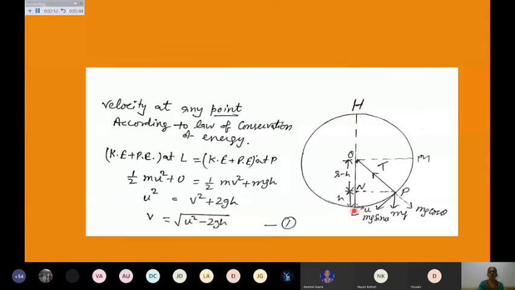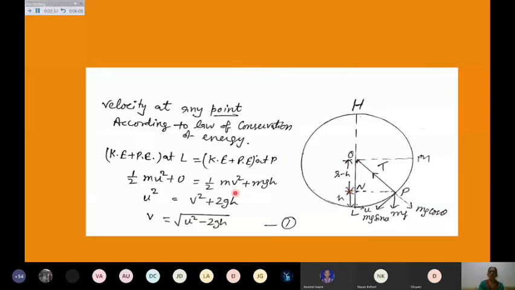So you can write it as half mu square as the kinetic energy, and potential energy is 0. At P point, if you see, then it is at a height h above this reference line. If you wish, you can draw the reference line for your convenience. And then this h is the height above this reference line for the point P. So potential energy will be mgh.